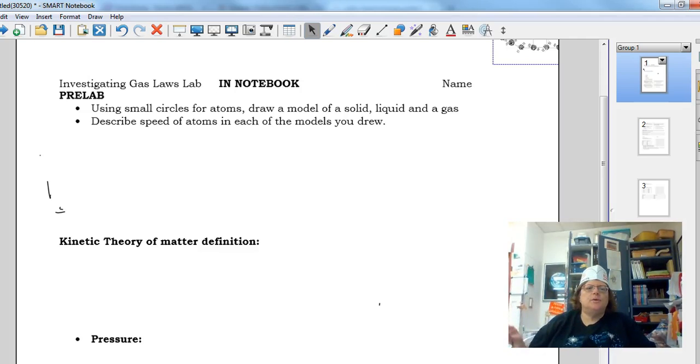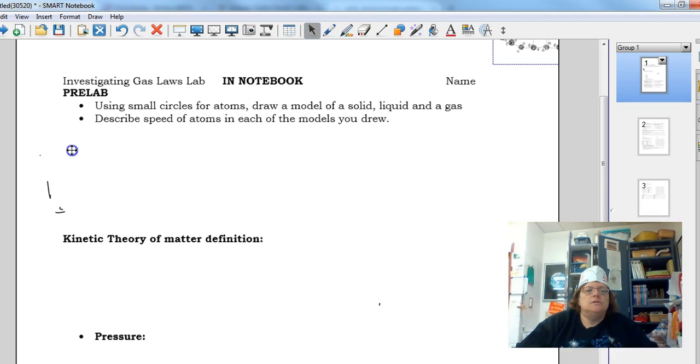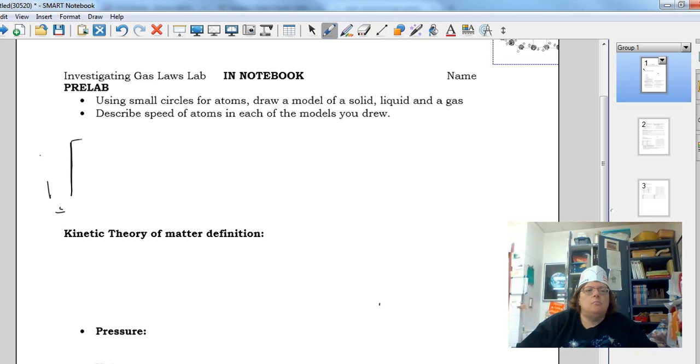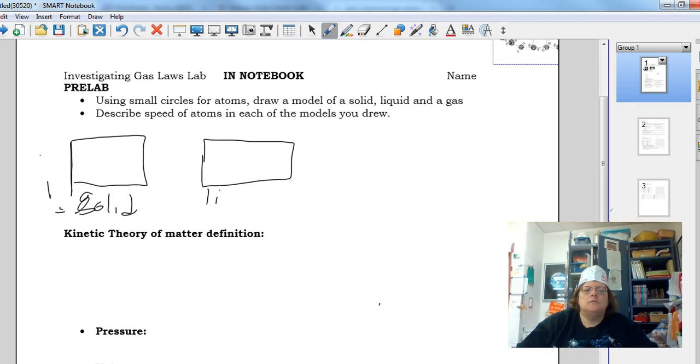All right, this is the prelab for our investigating gas laws lab. First thing you're going to do is draw boxes and label them solid, liquid, and gas, and then put the particles in.